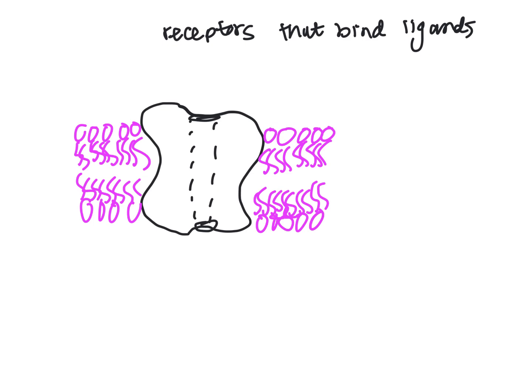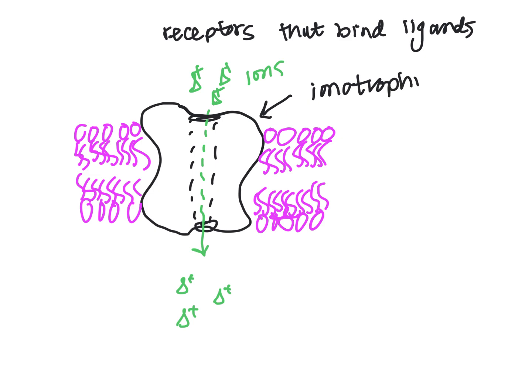Okay, the inside of this is hydrophilic. So if the inside of this could transport an ion, let's make it green. Let's say these are my ions. These could be sodium ions. If they can transport it all the way to the inside, then this receptor is called ionotropic. So this receptor would be ionotropic because it moves ions.